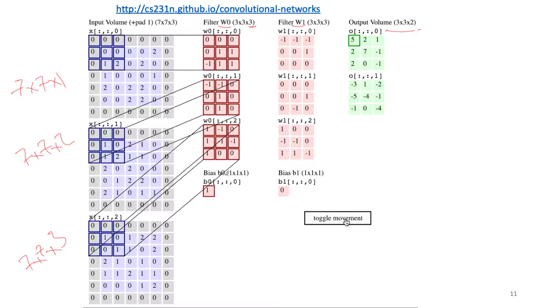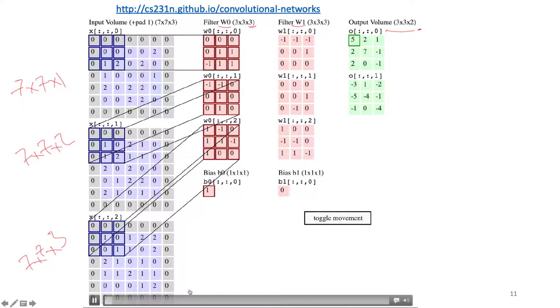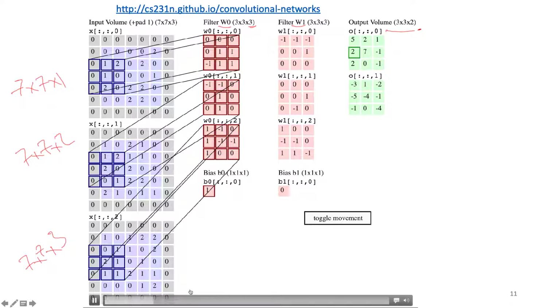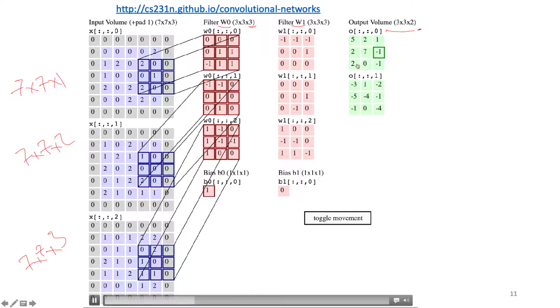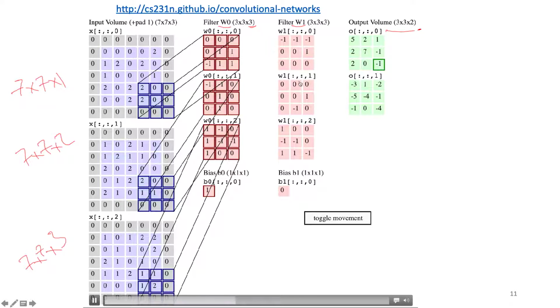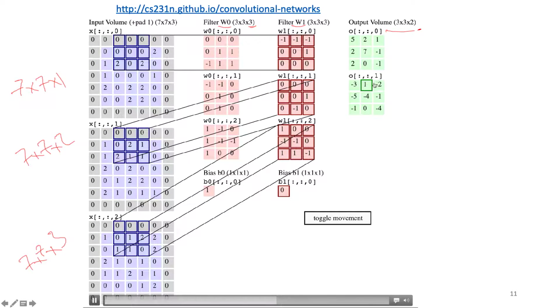So the convolution result of this 3x3 would map to this one, all of the values in output 0. And the output of this filter with your input would result in all the parameters in output 1. So you can see here that in order to generate each of these points, we're going to use this filter for this point, this point, this point.